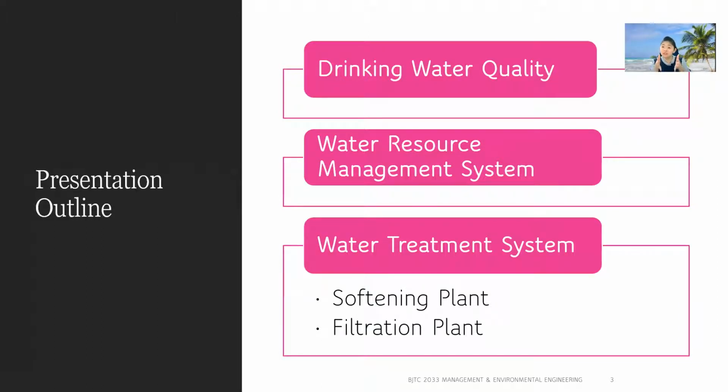So how does this work? We have two water treatment systems, where the first is for softening and the second is for filtration. You might ask me why there are two systems. These two systems are actually for two different sources of water, right?